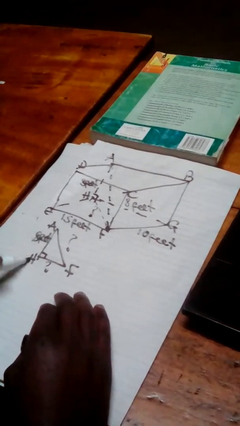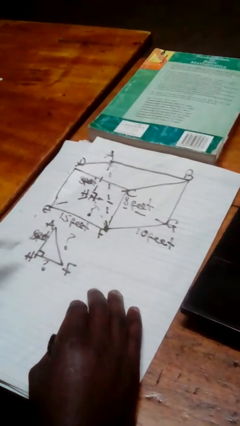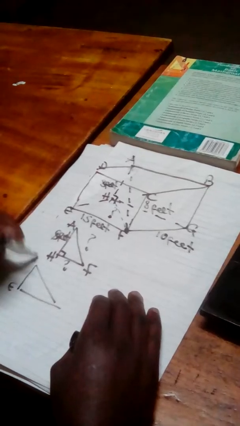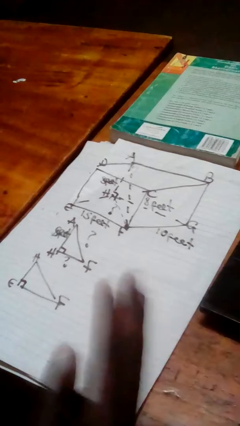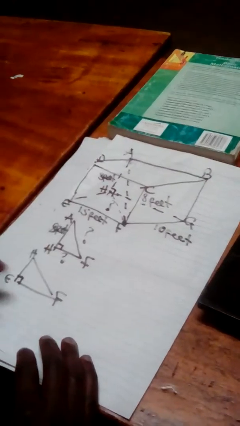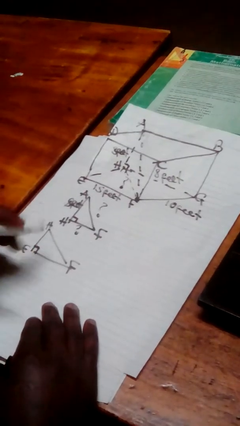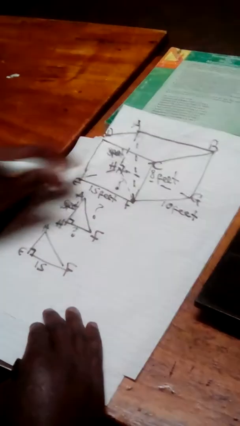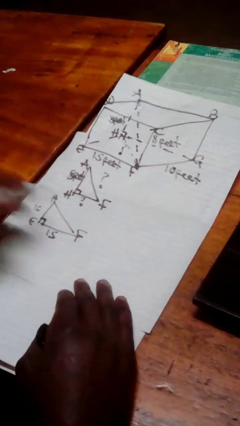But we can find this distance HF by using this triangle here, which should be this way. Triangle EHF. Obviously, this angle is 90 degrees. The way this room is, all angles at the corner are 90-degree angles. So this angle is 90 degrees. This is known, it is 15 feet, and the width is 10 feet. So we need to find HF.